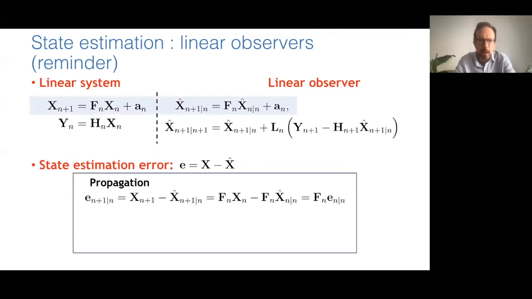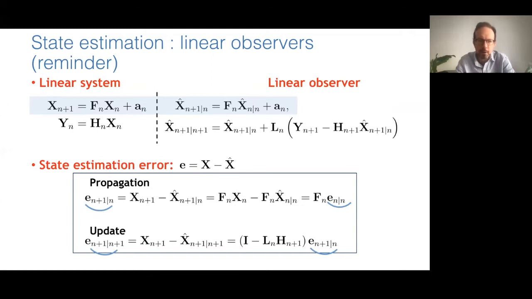And then you write what happens to this error that you would like to decrease. At the propagation step, by looking at those two equations in blue and forming the difference, it's easy to see that the a's disappear, and you end up with f x minus f hat x, and this is f times the error itself. You can also look at what happens to this error at the update step, and it is easy to show that this is the equation that's verified by the error at the update step.